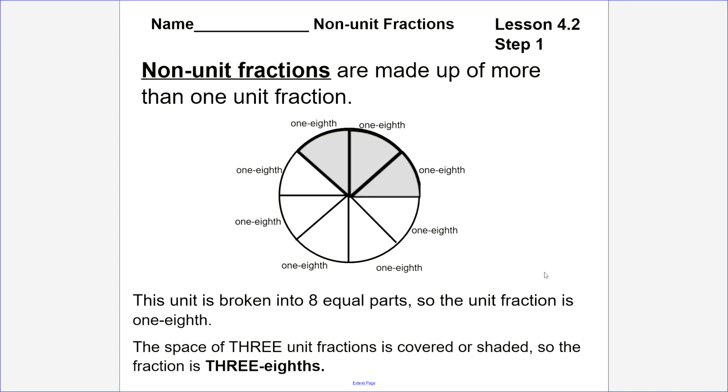Here's another one. This unit is broken into 8 equal parts, so the unit fraction is 1/8. Each one of the equal-sized parts in this fraction is 1/8 of the whole. You can see that that's labeled here. The space of 1, 2, 3 of the 1/8 unit fractions is covered. So this fraction would be 3/8 because 3 of the 8 total equal-sized parts are covered.